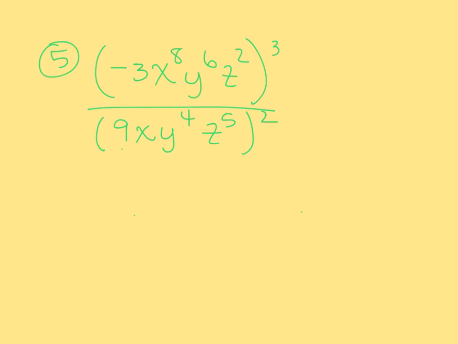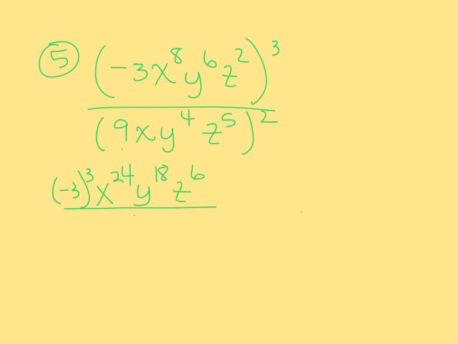All right, so here we go. For number 5, I'm going to start at the top. I've got negative 3 to the 3rd, and again, I don't work on that until later. X to the 8th to the 3rd is x to the 24th. Y to the 6th to the 3rd is y to the 18th. Z to the 2nd to the 3rd is z to the 6th.